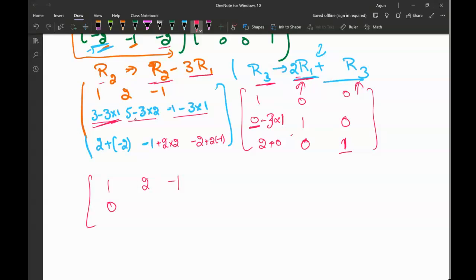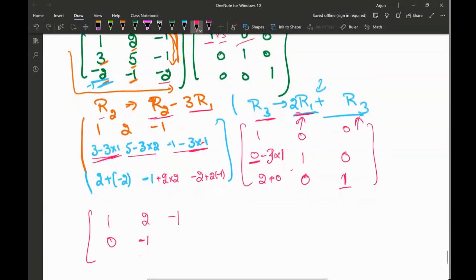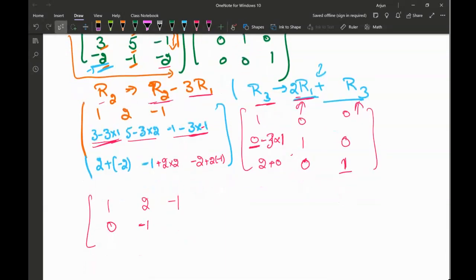And now 5 minus 3 times 2 is minus 1 here. Sorry guys, and down here that's going to become R2 minus 3R1, minus 3. See, here this should be negative 1. I was able to catch it luckily, otherwise it would have been a trouble for me.